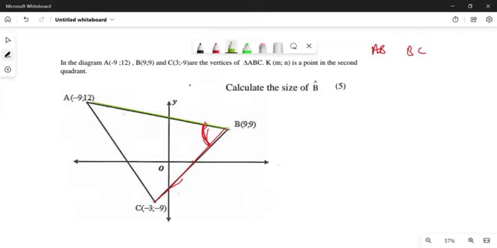So even if I extend this line here, the gradient is not going to change. It's still going to be exactly the same. So I will take advantage of that and extend my x-axis. Now I'm looking to have a triangle. The angle is between two lines, and those two lines need to intersect with the x-axis so that they can form a triangle.